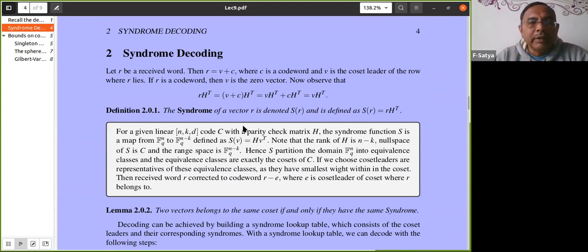Okay, what is syndrome decoding? Syndrome decoding is used for linear codes. Let R be a received word, then how does R look? V plus C, where C is a code word and V is a coset leader. You remember this from yesterday?